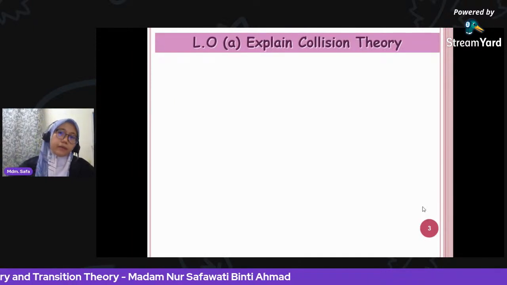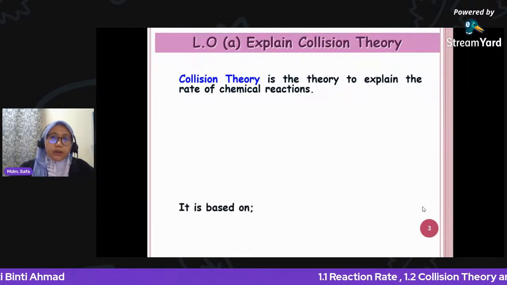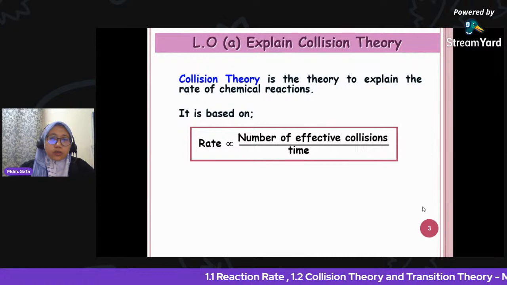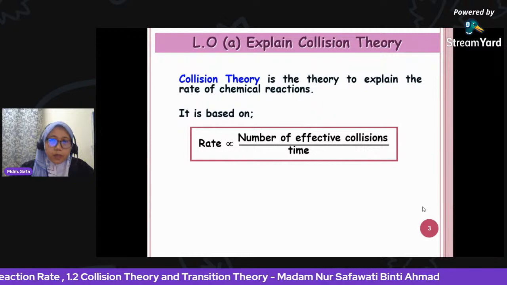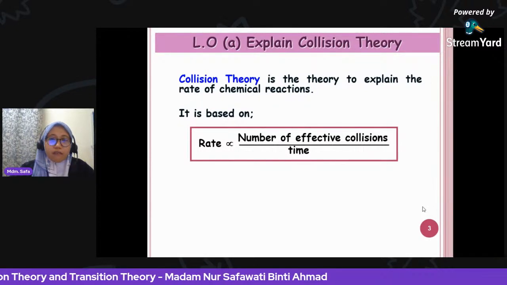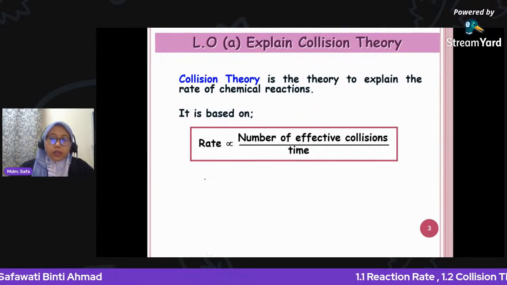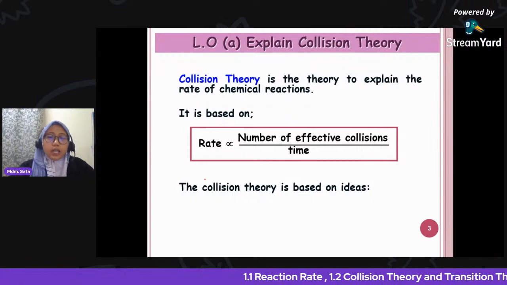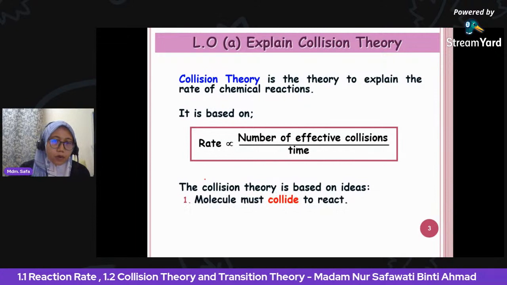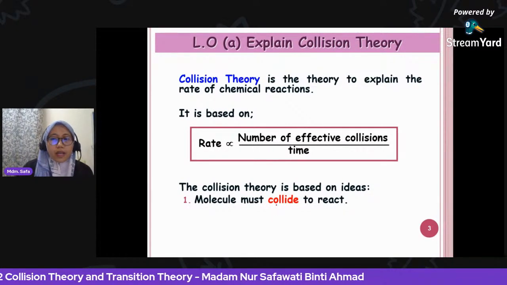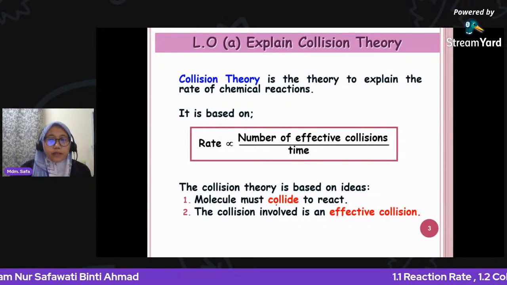Okay, kita tengok yang pertama. Explain the collision theory. Collision theory is the theory to explain the rate of chemical reaction. So it is based on the rate, directly proportional to the number of effective collisions, and inversely proportional to the time. So the collision theory is based on two ideas: molecules must collide to react, and the collision involved is an effective collision.